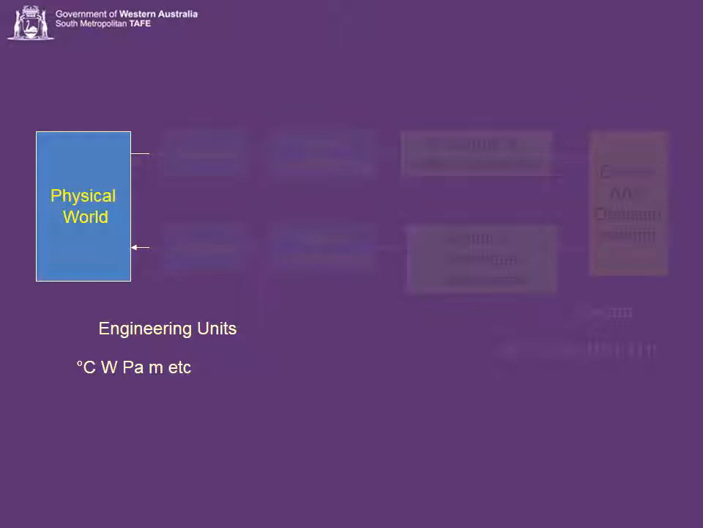Firstly, we have the physical world. This is where things are really happening. Maybe we have temperatures that we're measuring, pressures that we're measuring. So this is the real world where things are really happening. Things, once again, are measured in engineering units. We sense the real world with sensors, temperature sensors, pressure sensors. So we sense the real world. We have something which changes because of something changing in the real world. And then we measure that change.